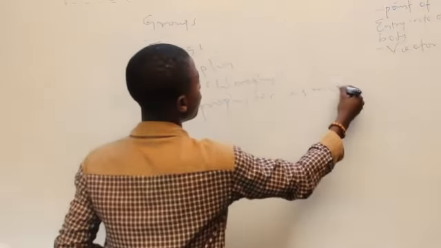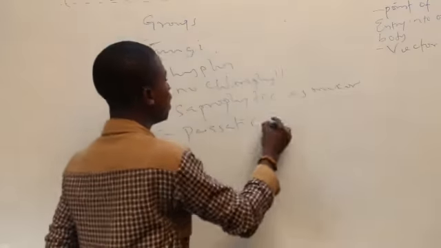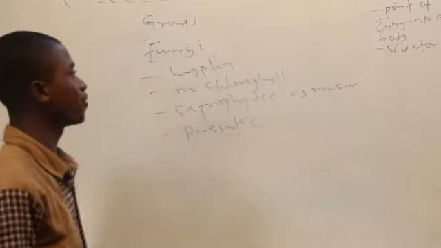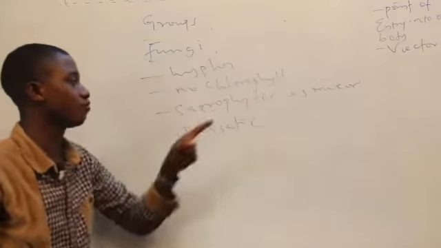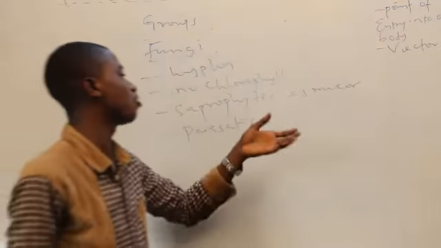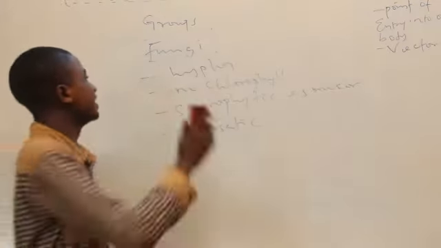E.g. mucor, while some are parasitic. Are you with me? We have parasitic ones and we have saprophytic ones. Don't forget, fungi, their vegetative body is called hyphae. They do not have chlorophyll. Some are saprophytic, e.g. mucor, and some are parasitic. So let's quickly look at the last group.